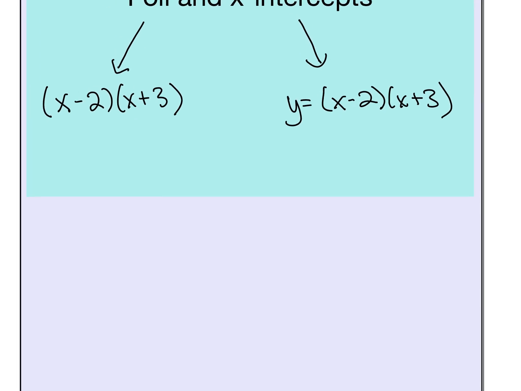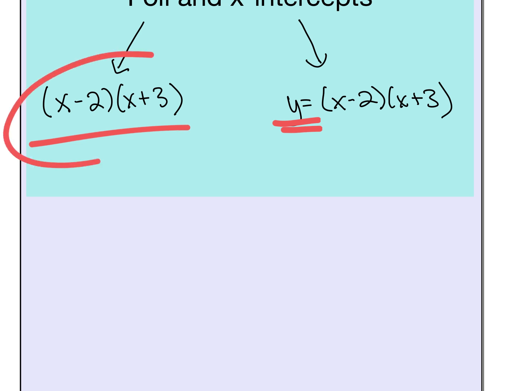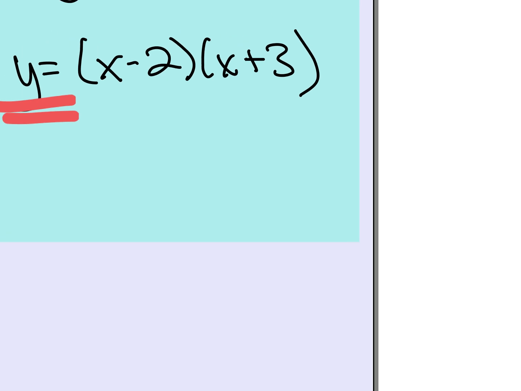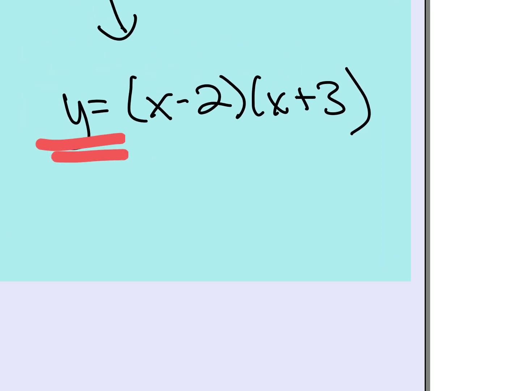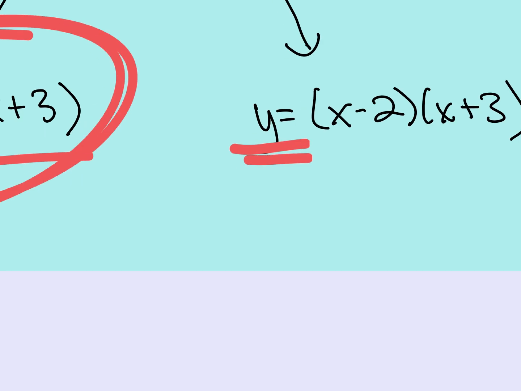Look close. Do you get this one has a y equals and this one doesn't? So the only thing you can do with that is multiply it out. That's all you can do with it. That's all I'd ever ask you to do with it, is to multiply it out. Whereas this, you don't want to multiply it out. Okay, let me show you why.